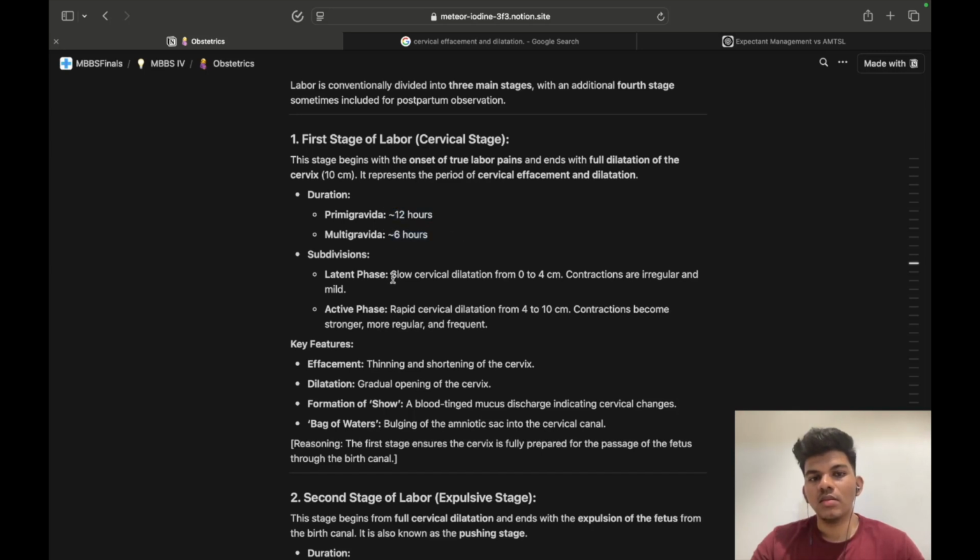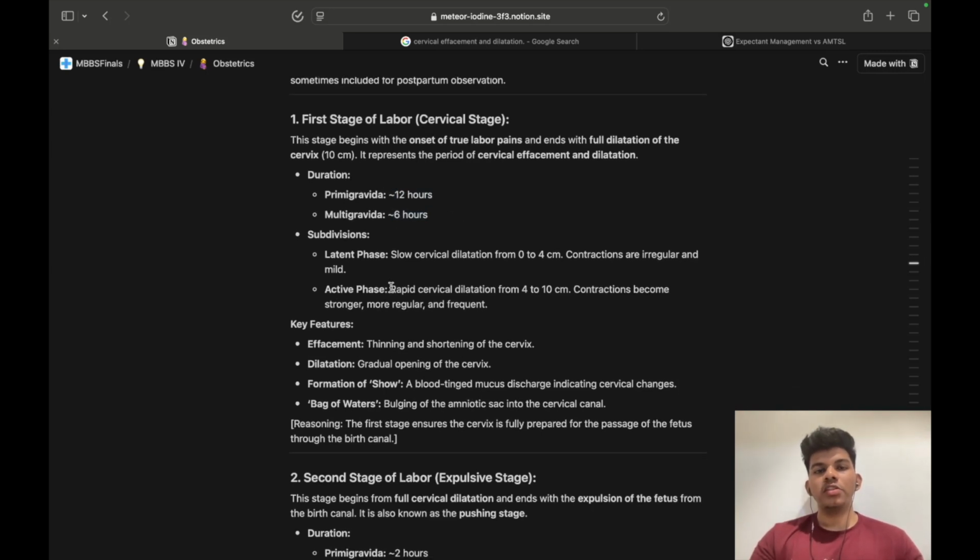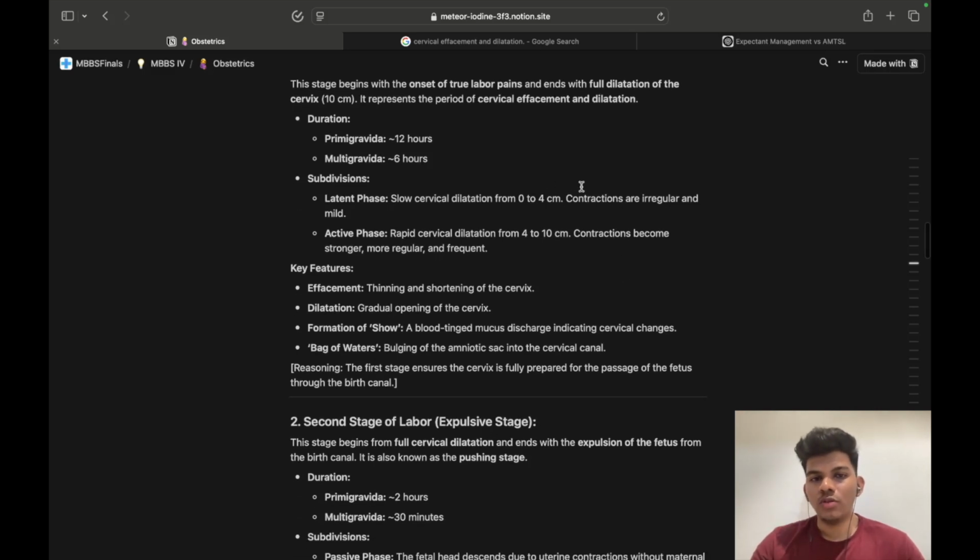hours, so 6 hours. Subdivision: the first stage of labor, which is the cervical stage, is subdivided into two, latent and active. The latent phase is slow cervical dilatation, 0 to 4 centimeters. Contractions are irregular and mild. So this one makes sense. Do not confuse this with Braxton-Hicks contractions.